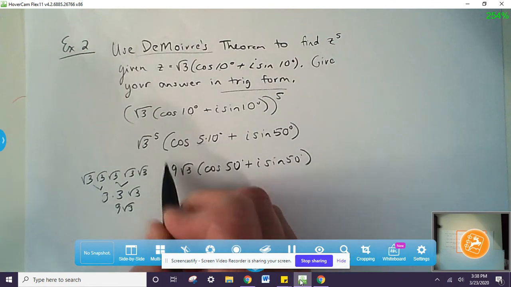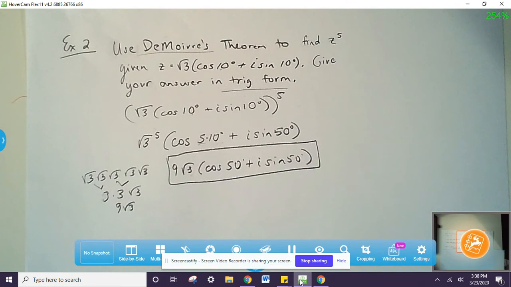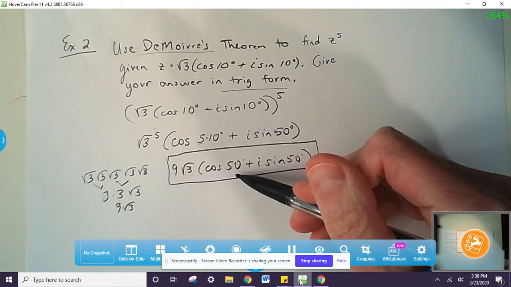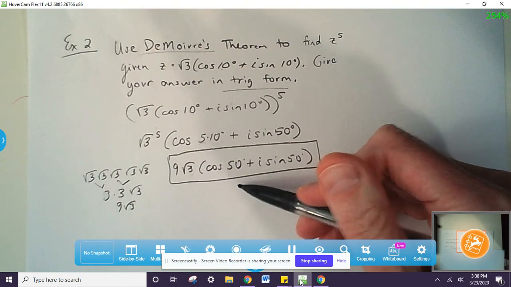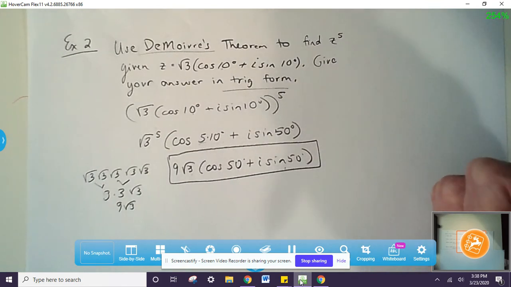And the directions say to leave this in trig form, so we're going to leave it in trig form just like that. If the directions for this one asked us to go to standard form, we wouldn't be able to do that unless we had a calculator, because 50 degrees is not a special angle. So the only way we'd be able to evaluate cosine of 50 and sine of 50 would be using a calculator and getting a decimal approximation.